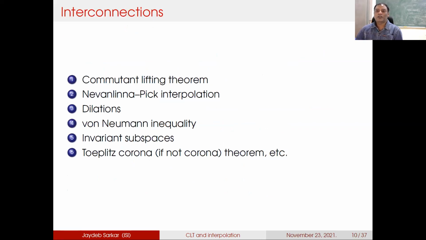These are all related to each other one way or another. One is the commutant lifting theorem. Second, of course, we talked about Nevanlinna-Pick interpolation. Third is dilation theory. Fourth is the fundamental inequality and invariance of spaces, as well as Toeplitz corona, if not the corona theorem, etc. Corona is also, in a sense, related, but not directly, not in the way it happens in Toeplitz corona.